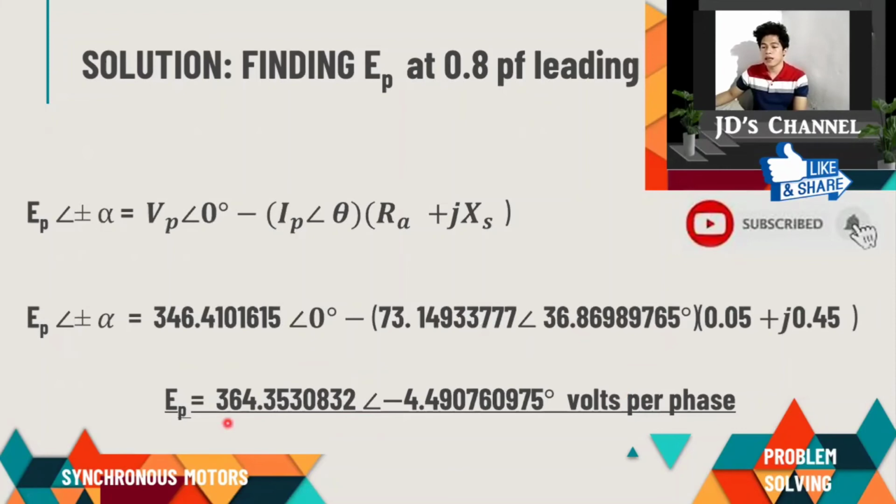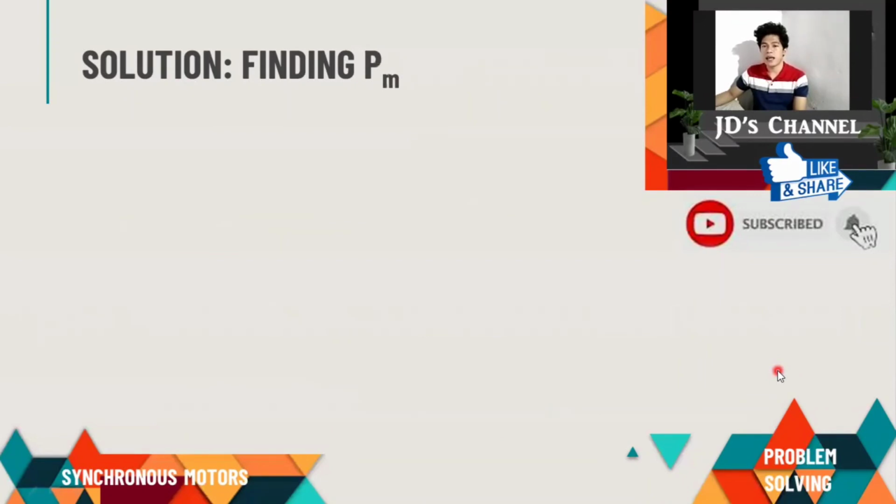And what would be the value of our back EMF per phase? The value is equal to 364.3532 at an angle of negative 4.4907 degrees per phase. Okay, so that would be the value of our phase.